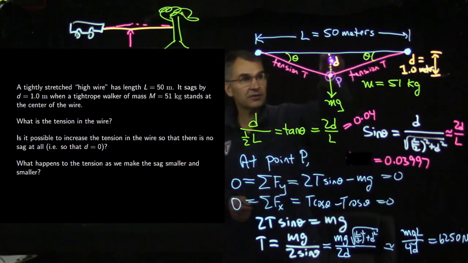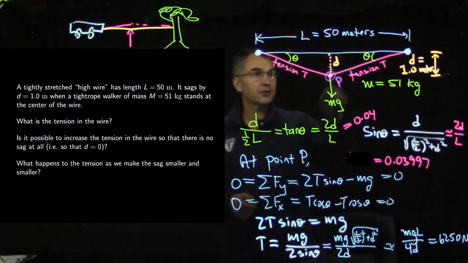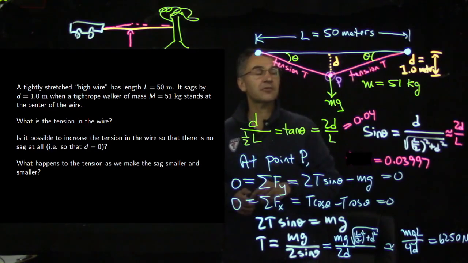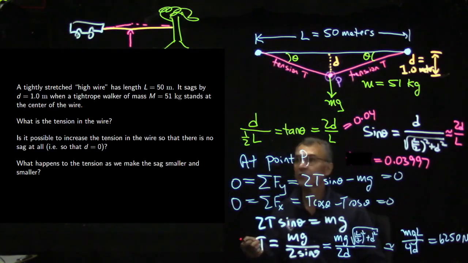We said, well, since this displacement is so much smaller than this length, for this particular triangle, the angle theta is so small that the adjacent is not very different from the hypotenuse. So in that case, the tangent is not very different from the sine. That's true for very small angles. We have two more questions here to answer.